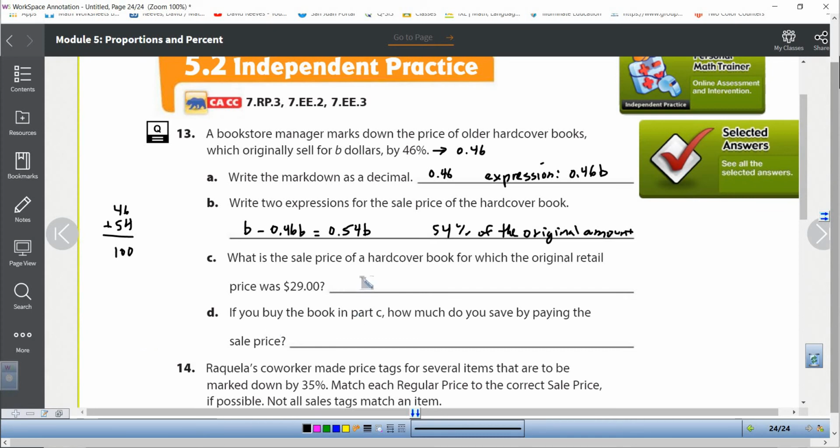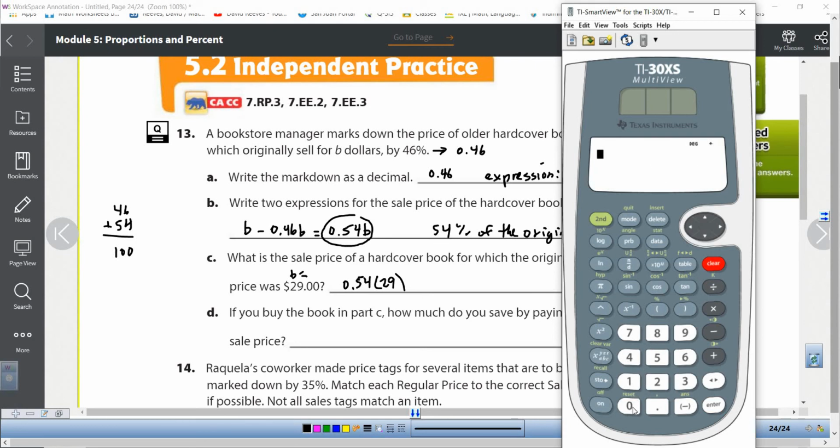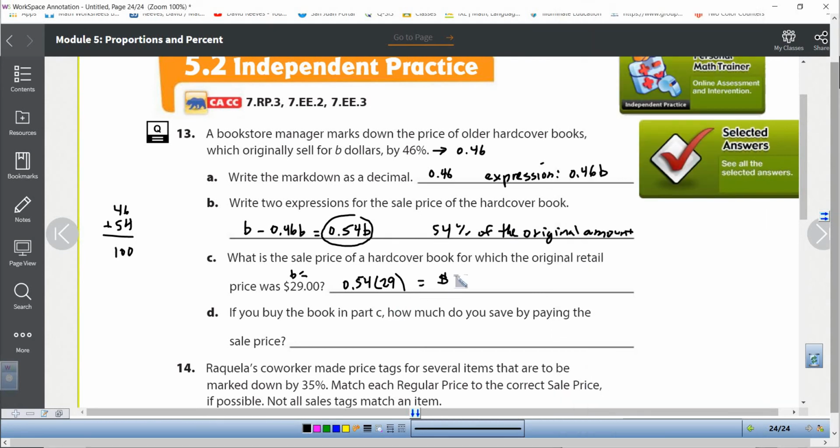All right, so what was the sale price of a book if it was $29? Well, now they're telling us B is 29. So we simply go right here to this one, and we're going to go 0.54 times 29. And no, I'm not going to do that by hand. Back up comes my extra special calculator. 0.54 times 29. And what do I get? $15.66, right? Which makes sense because 29 is almost 30 and 15 would be half, and we know that we're not getting quite half off. So that answer does make sense.